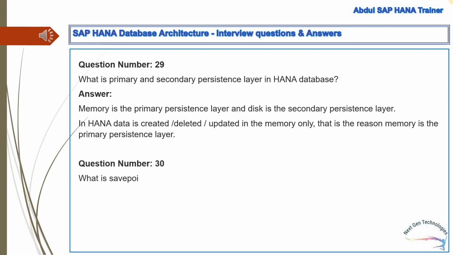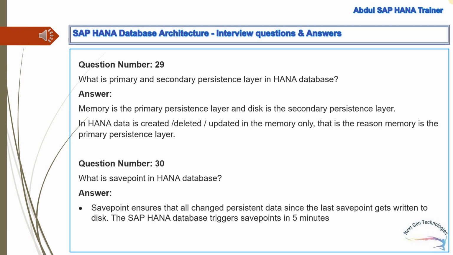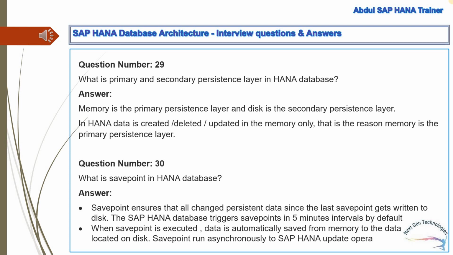Question number 30. What are save points in HANA database? Answer. Save point ensures that all changed persistent data since the last save point gets written to disk. The SAP HANA database triggers save points at 5 minute intervals by default. When a save point is executed, data is automatically saved from memory to the data volume located on disk. Save points run asynchronously to SAP HANA update operations.